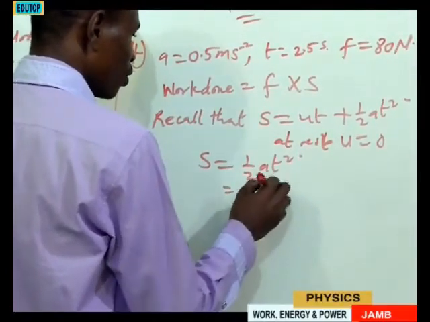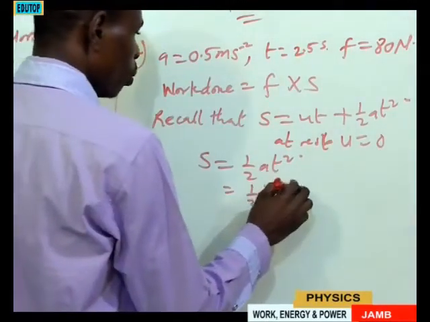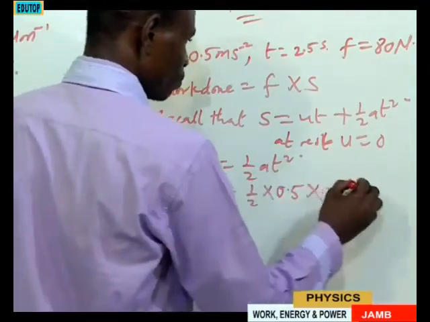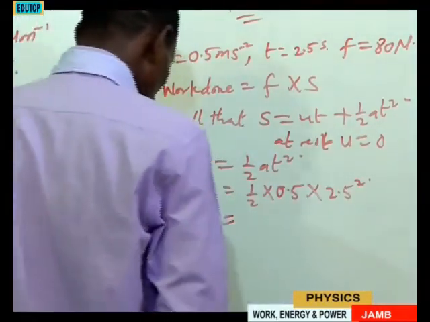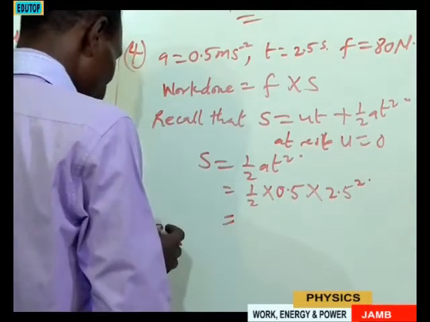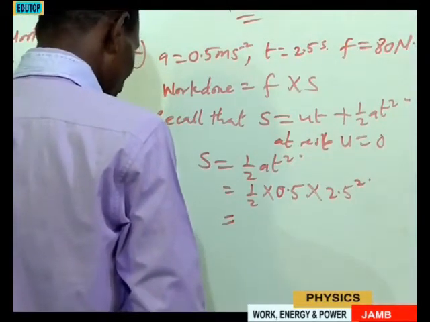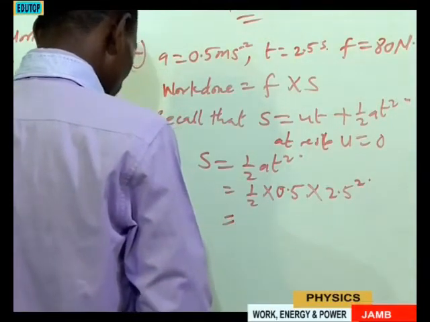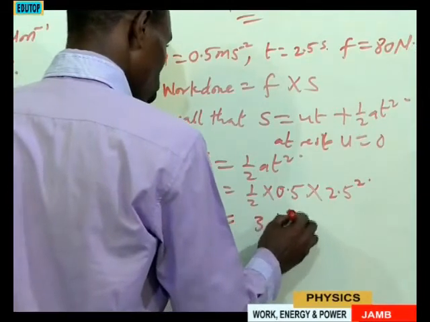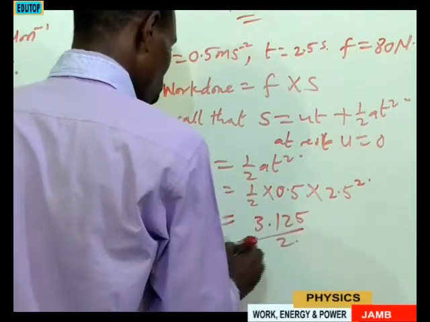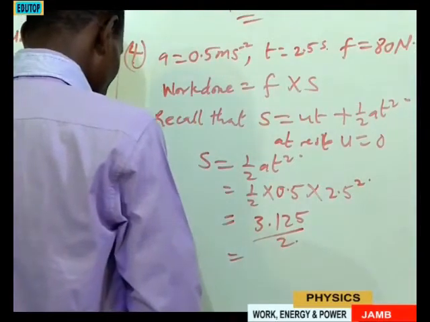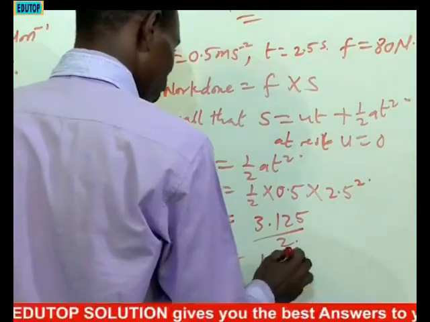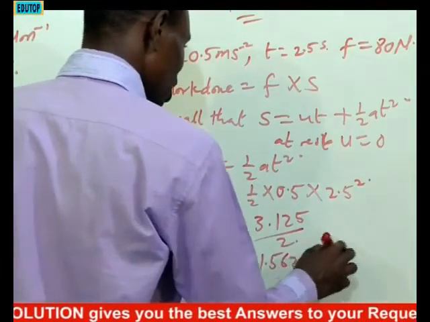This is going to be half, acceleration has been given 0.5, time has been given 2.5 squared. Let's quickly analyze this. 2.5 squared gives us 6.25. If we multiply together with 0.5, we are going to have 3.125, all divided by 2. And if we do that, we are going to have 1.5625. And that is the distance.